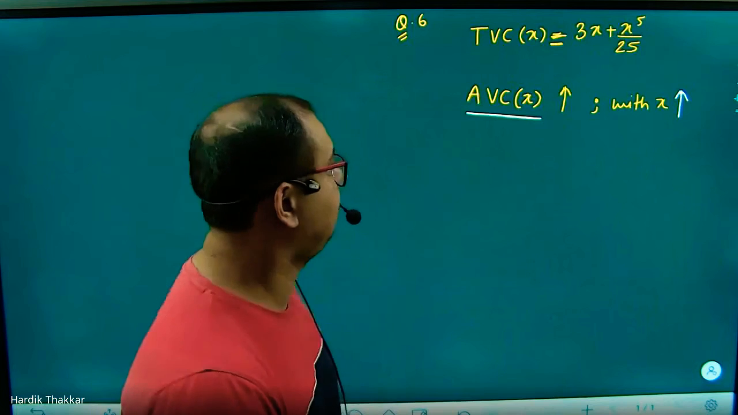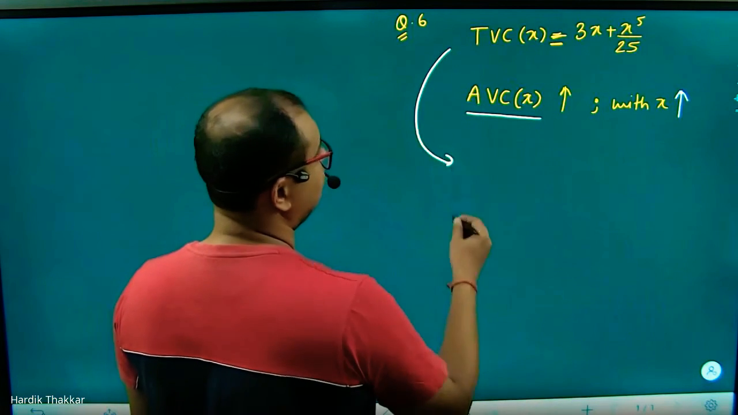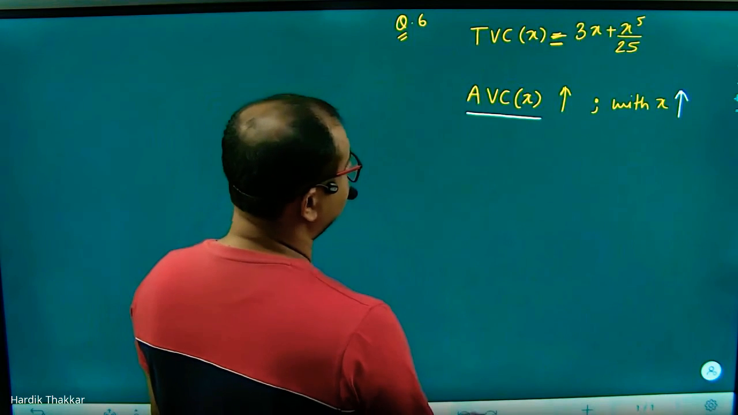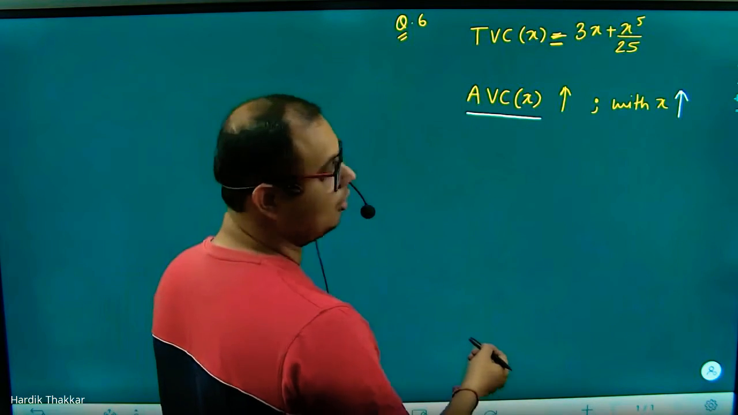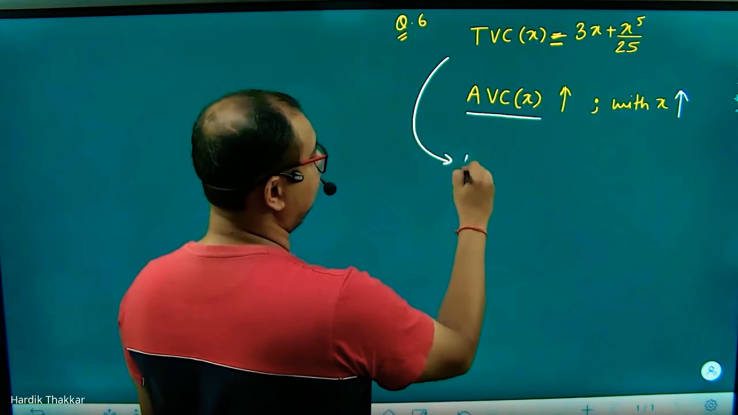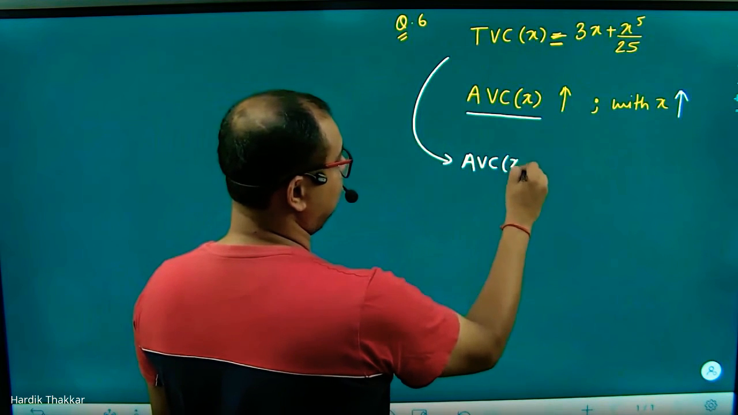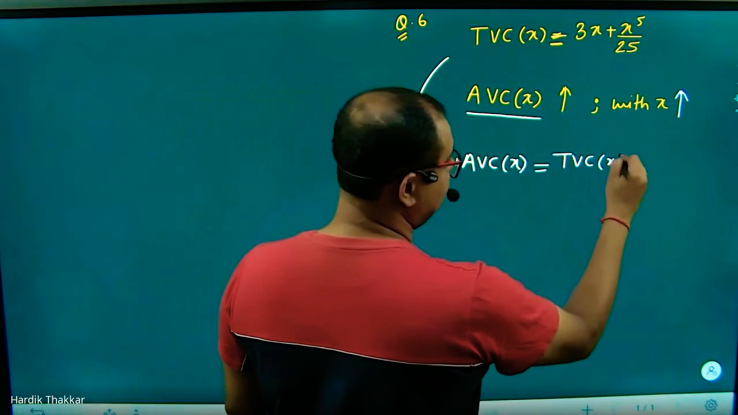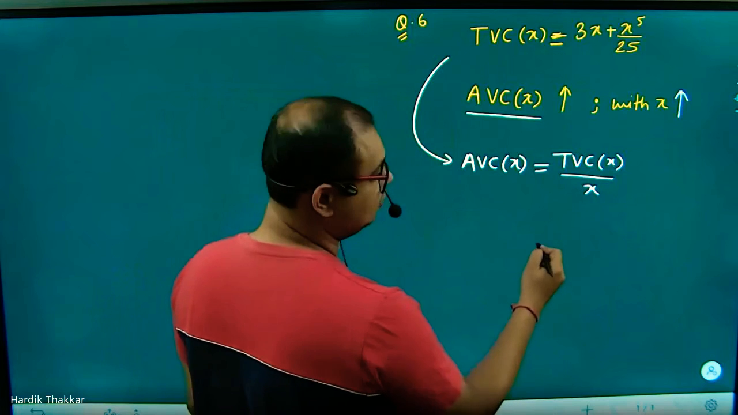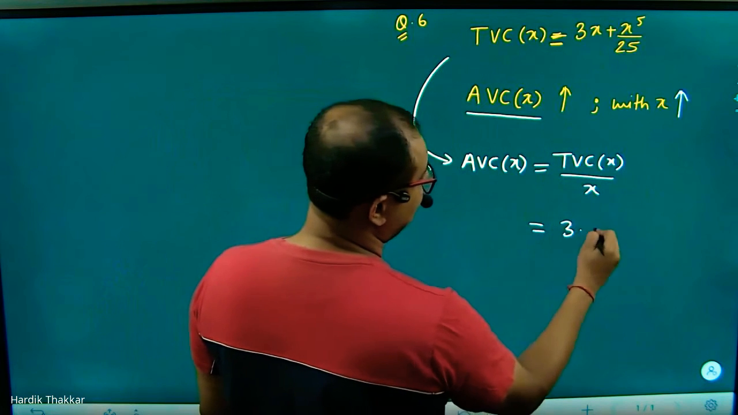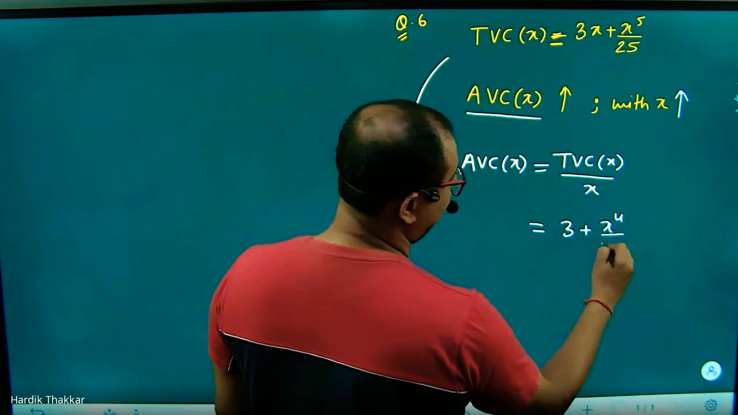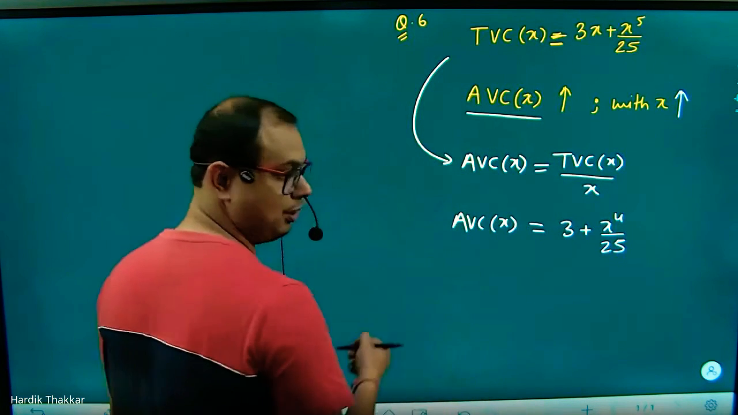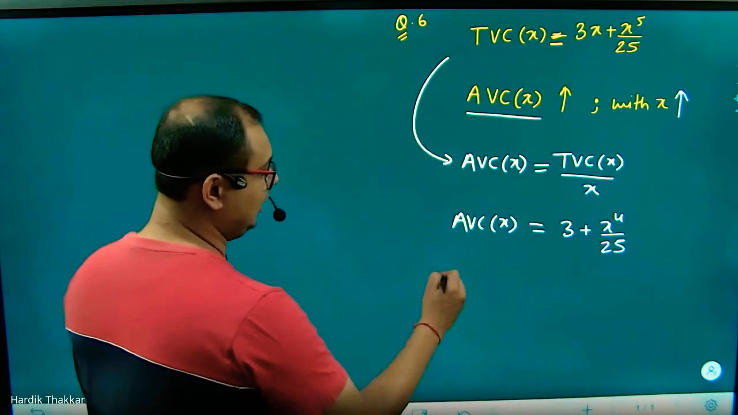So first we will differentiate this function. No, actually we have to check whether AVC is increasing or not. So first we have to find AVC of X, average variable cost of X. AVC is TVC of X divided by X. So AVC will be 3 plus x raised to power 4 upon 25. So this is the average variable cost function. Now differentiate the AVC function.